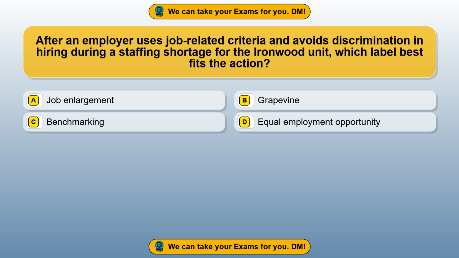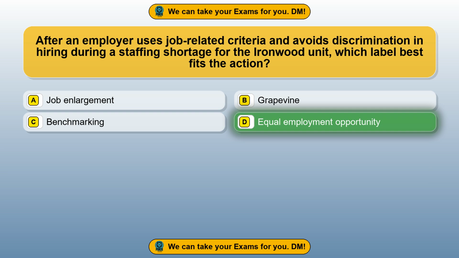Question 81. After an employer uses job-related criteria and avoids discrimination in hiring during a staffing shortage for the Ironwood unit, which label best fits the action? Option A, job enlargement. Option B, grapevine. Option C, benchmarking. Option D, equal employment opportunity. The correct answer is option D, equal employment opportunity.